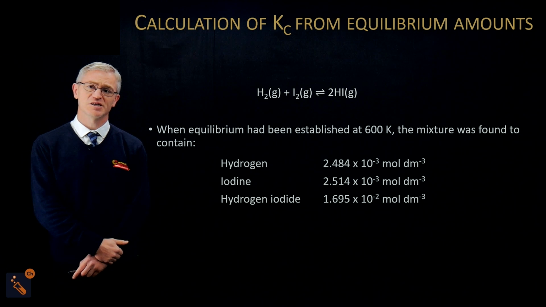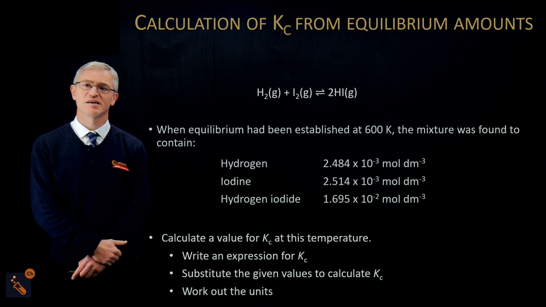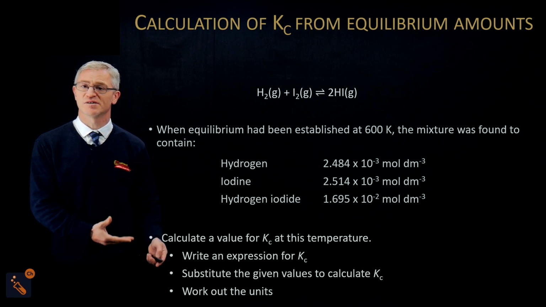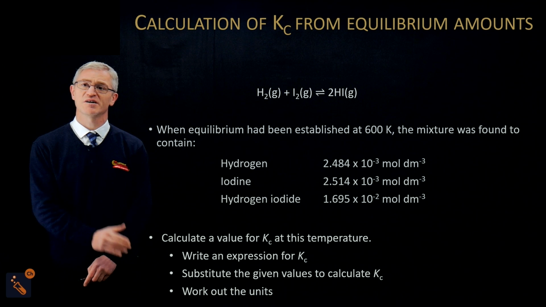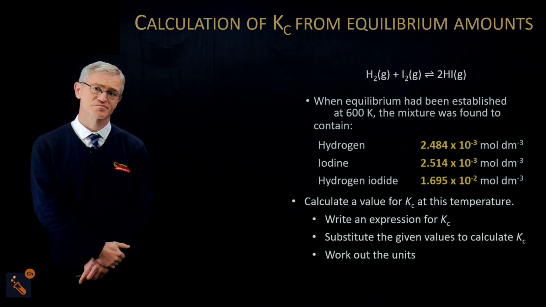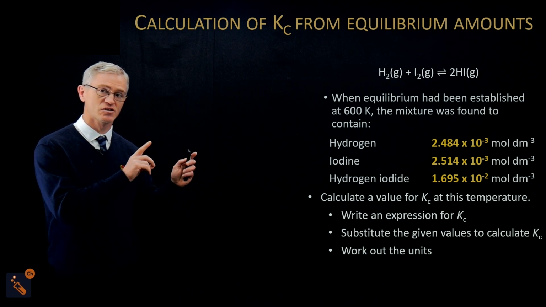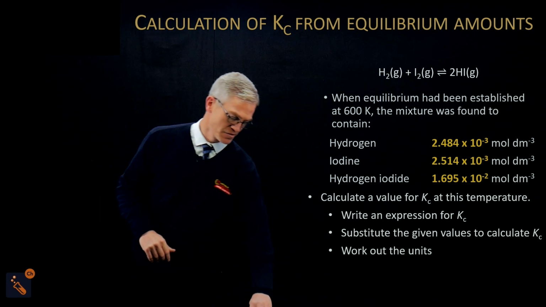Now, your equilibrium amounts are here, so we've got some nice equilibrium amounts, and then it says calculate a value for Kc at this temperature, write an expression, substitute the given values to calculate Kc, work out the units. Now we're going to talk about work out the units specifically in a minute, but what I'd like you to do, I'm going to move this to the side, I'm going to write this out in a second, stop the video, do the question.